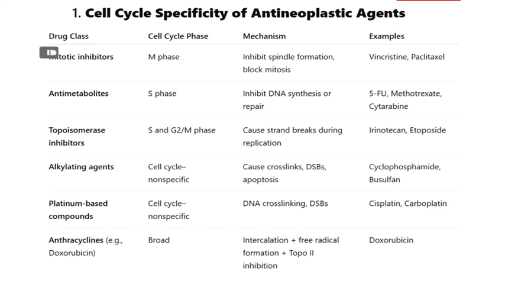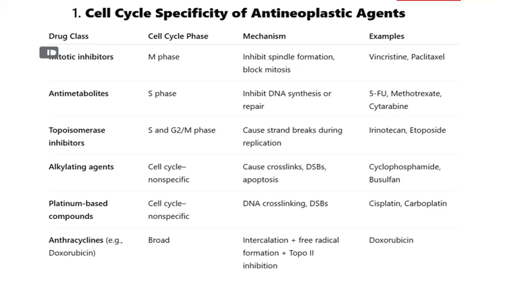Heading 1. Cell cycle specificity of antineoplastic agents. Drug class, cell cycle phase, examples. Mitotic inhibitors: M phase, inhibit spindle formation and block mitosis, such as vincristine and paclitaxel. Antimetabolites: S phase, inhibit DNA synthesis or repair, such as 5-FU, methotrexate, and cytarabine. Topoisomerase inhibitors: S and G2/M phase, cause strand breaks during replication, such as irinotecan and etoposide.